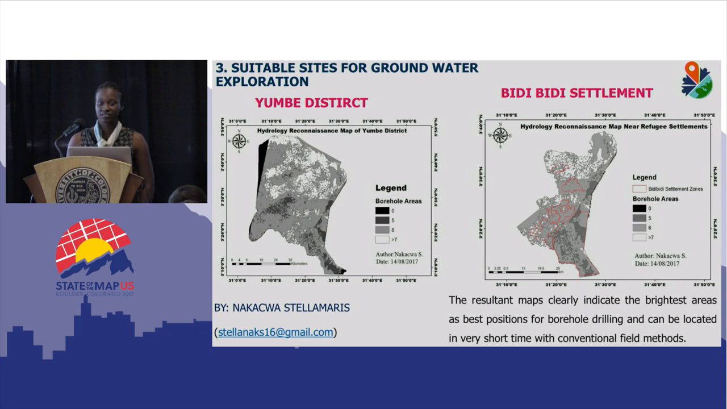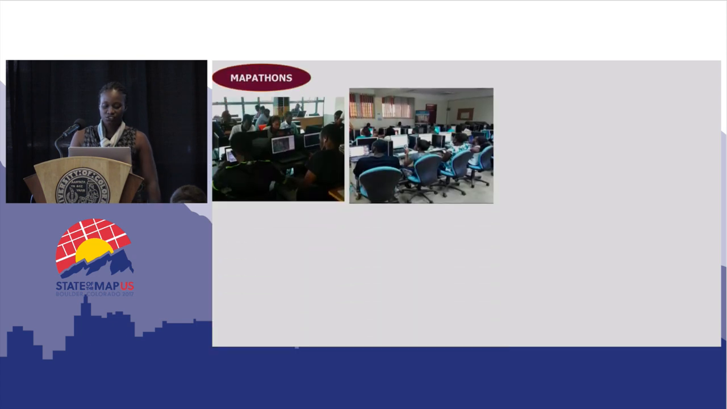On the right is Yumbe District. It's the district with the most refugees in Uganda. We also have the Bidibidi settlement, which is the biggest settlement right now. As YouthMappers in Uganda, we don't just do these kinds of analysis. We also try to hold as many mappathons as we possibly can, with our class schedules, because we tend to be really busy. We call upon people from different faculties to come in, and we teach them how to use OSM, how to download that data, and how they can use it to make all kinds of maps.